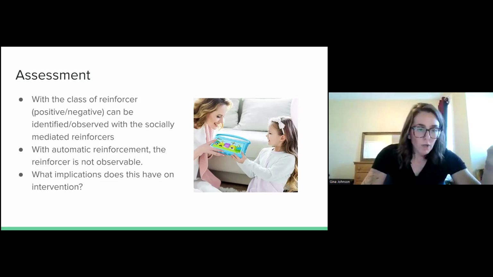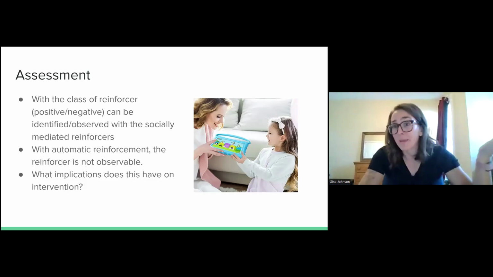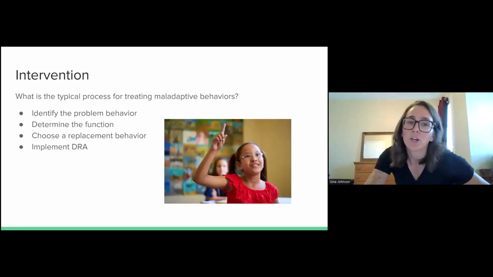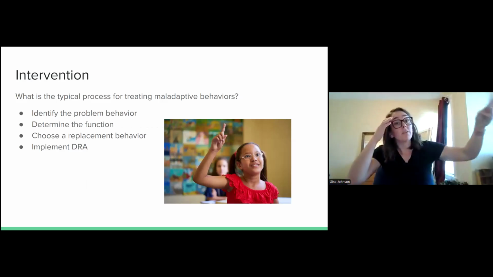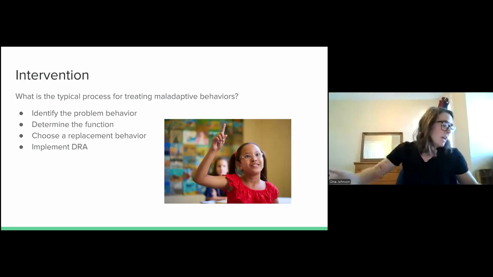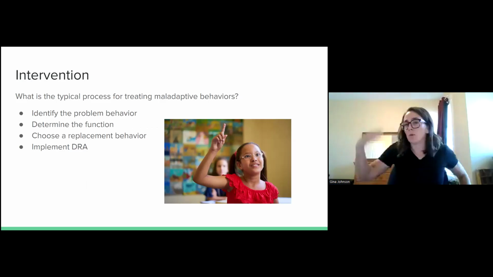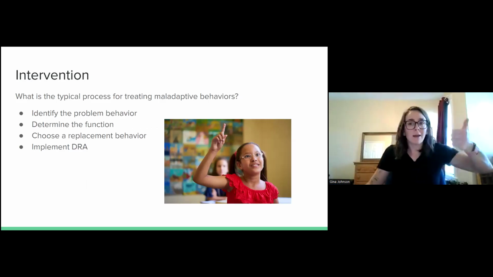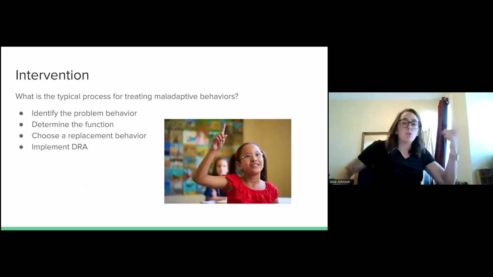So what implications does this have on intervention is the question. And at this point, it should be pretty clear: it just complicates things. It makes intervention harder than with the other functions. So with the other three functions, what's the typical process? You all do this in your sleep at this point, hopefully. When you have a maladaptive behavior, step one, we need to know the function. Obviously you identify the problem, define the behavior, and determine the function.